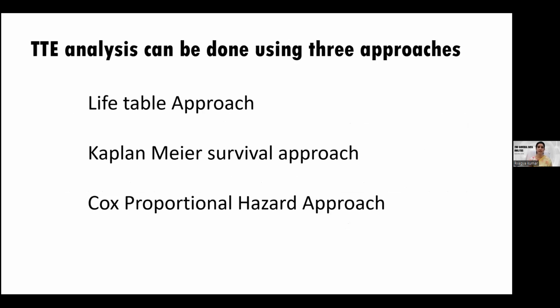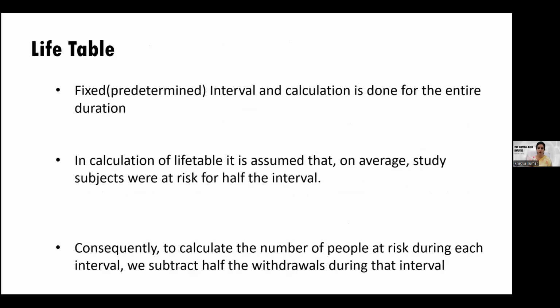So there are basically 3 approaches for survival analysis: the life table approach, the Kaplan-Meier approach, and the Cox proportional hazard approach. Coming to the life table approach, you have a fixed or predetermined interval, and the calculation is done for the entire duration.